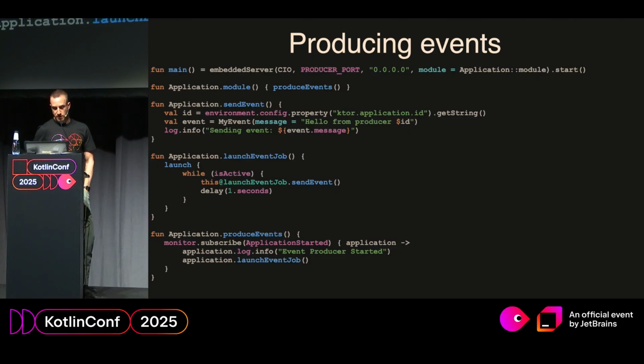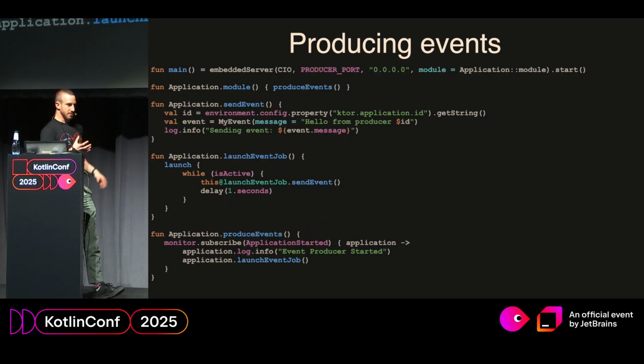So we register that function in our module. As we can see, the application module now calls this function. So we're good to go, right? It's going to work. But what are the problems that we have here?